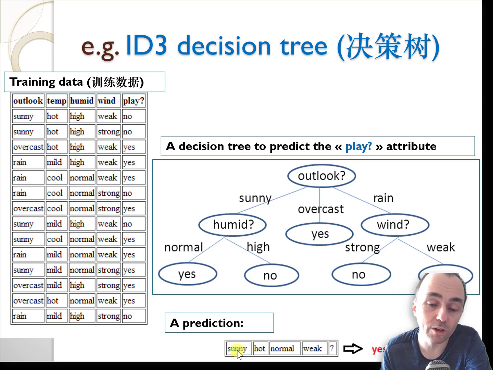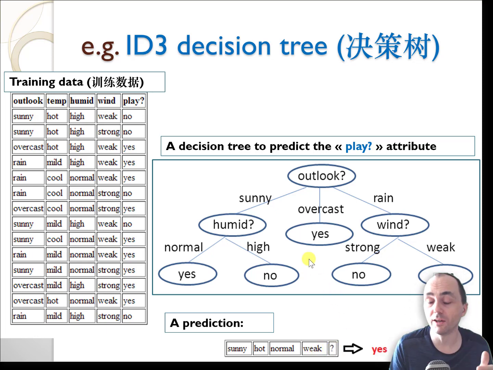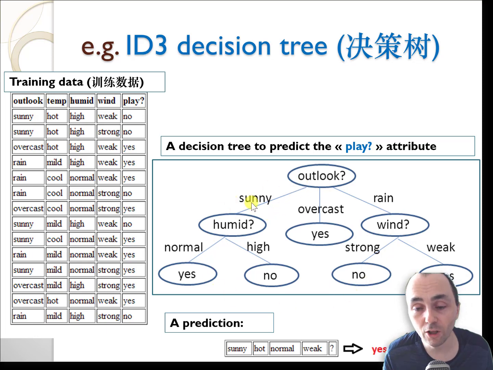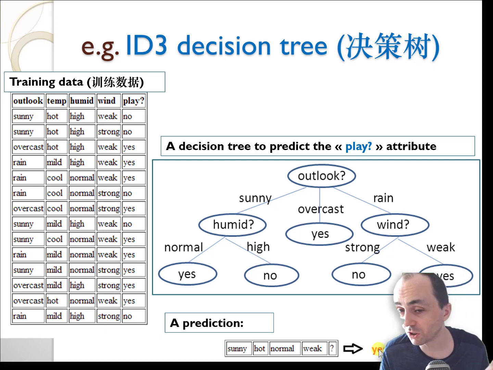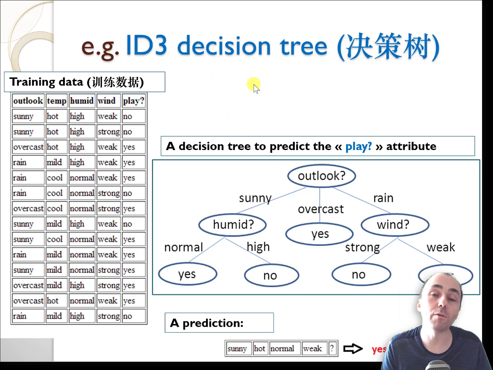So let's say tomorrow it is sunny, hot, normal humidity, and the wind is weak. We want to decide whether we will play or not. Based on the model here, we can make a prediction that yes, we will play. Maybe this prediction is correct or wrong, but based on our data, we build a model that will give a prediction, and hopefully it is a good prediction. So this is an example of one type of model we can use to do classification, this kind of prediction.